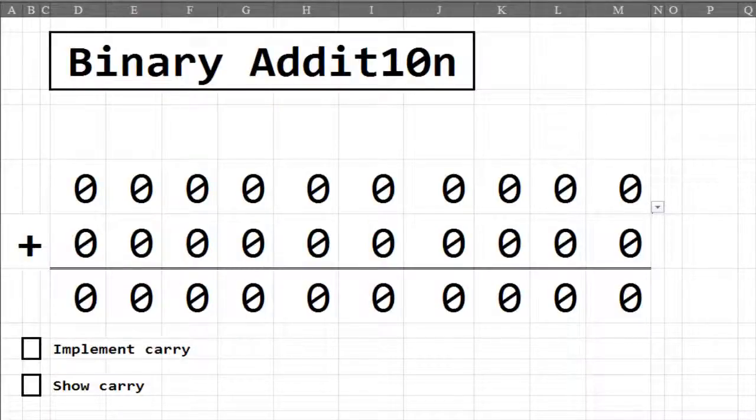This is the second part of the full adder series. In this tutorial, we are going to learn about binary addition. The Excel used in this tutorial can be downloaded via a link in the About part of this YouTube video.